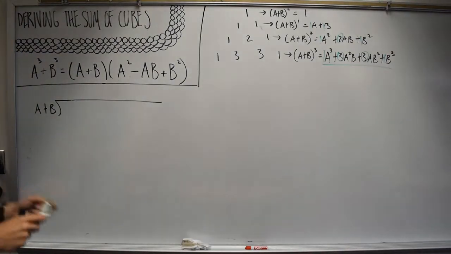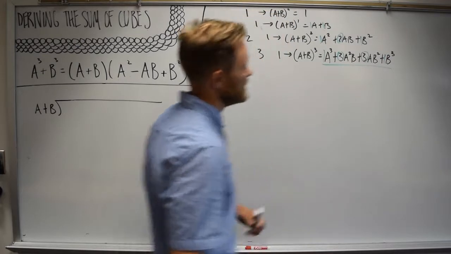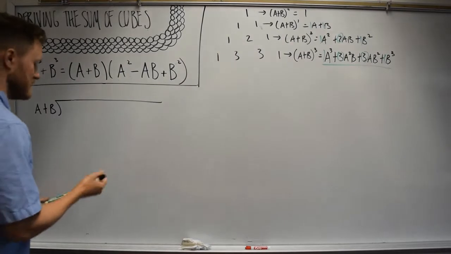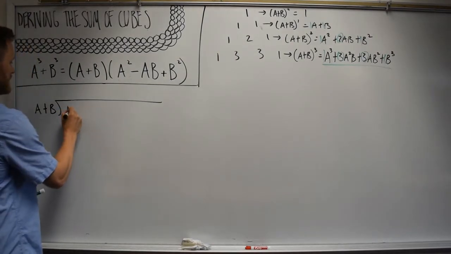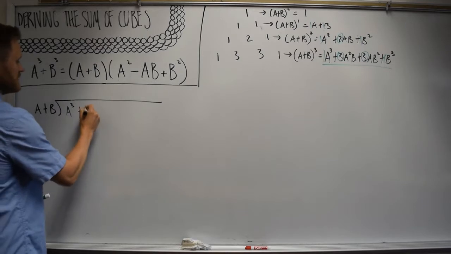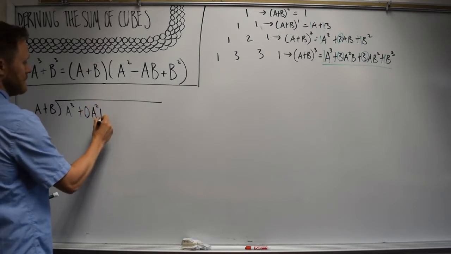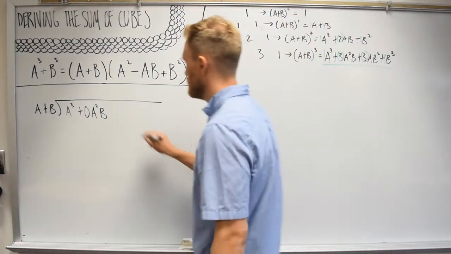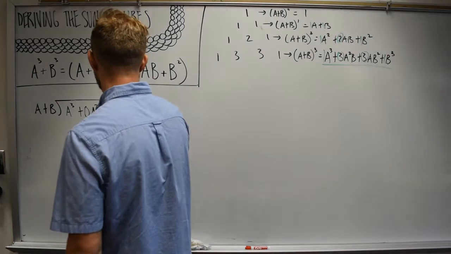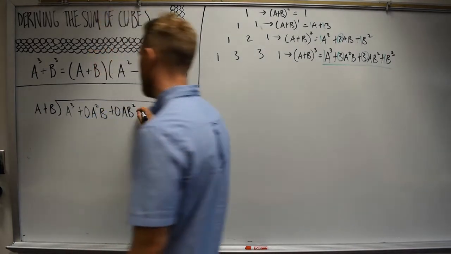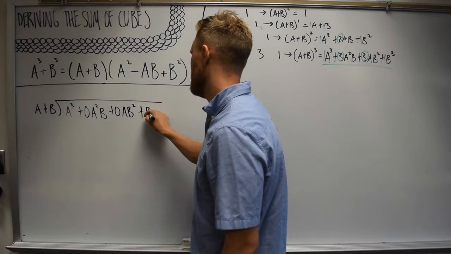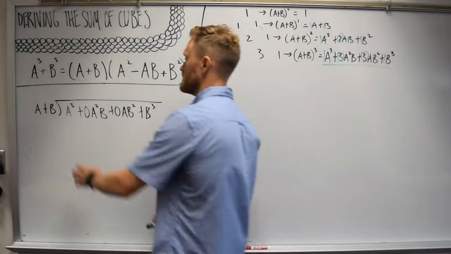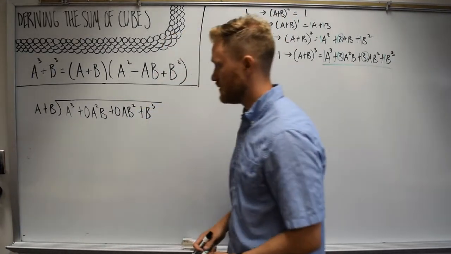I'll be using different coefficients because this isn't equal to a cubed plus b cubed, but it's the same concept. So here, instead of writing a cubed plus b cubed, I'm going to write a cubed plus 0a squared b, because a squared b is my next placeholder, plus 0ab squared plus b cubed. So we're just going to go ahead and do regular polynomial division with this.